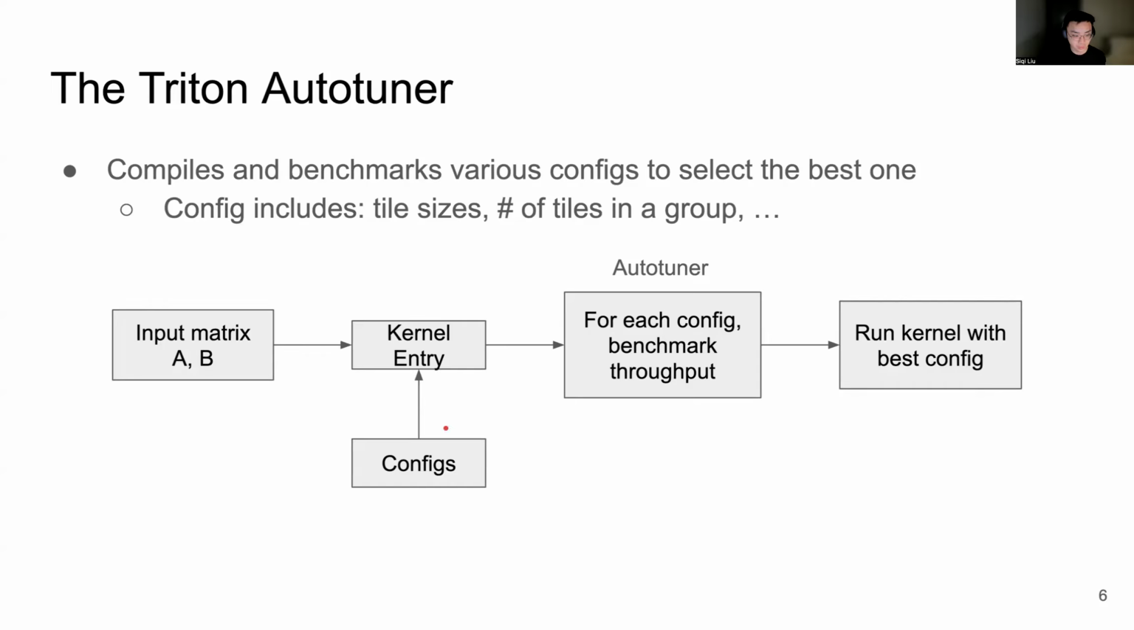And how the workflow goes is we have the kernel entry, which should pass in some input matrix and some configurations. The auto tuner is going to go through every single one of these configurations and benchmark the throughput. So throughput is the metric that we're interested in here. Once it finds the best configuration, it's going to run the actual kernel and more rigorously benchmark how that performs.